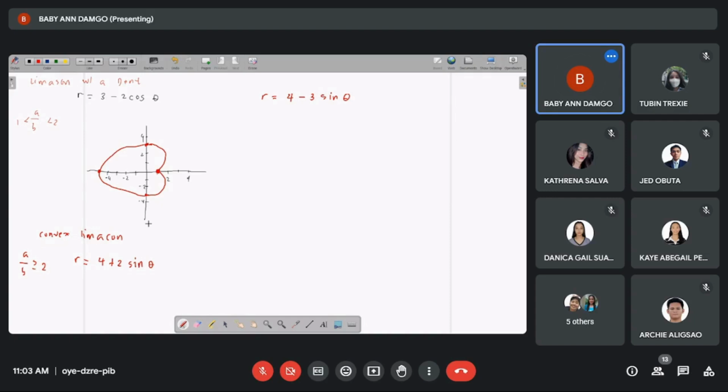So naa siya diri and it's upward kay we have a positive B. So we have 2 minus 4, so we have 2. And then our A here is 4. Okay. And then we have 4 plus 2, so we have 6. So ito siya straight. And then we form a circle.